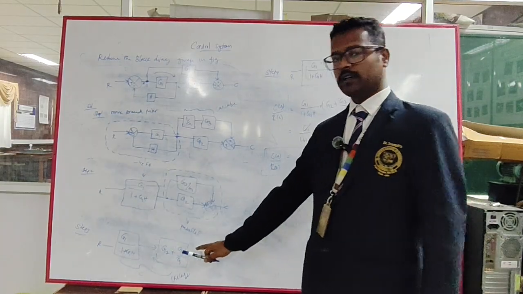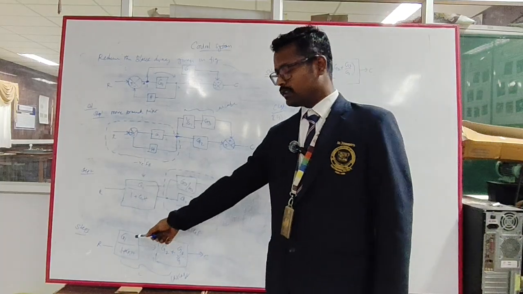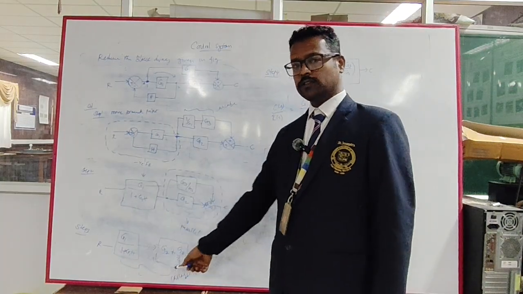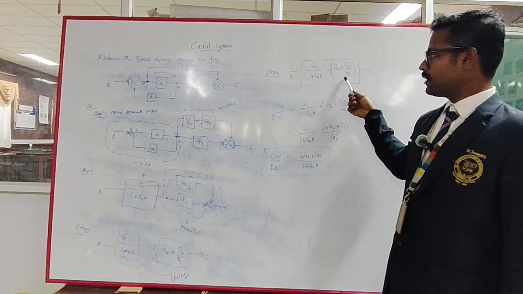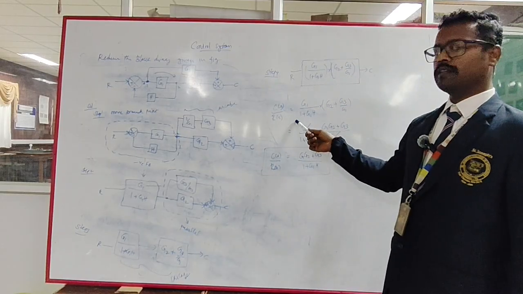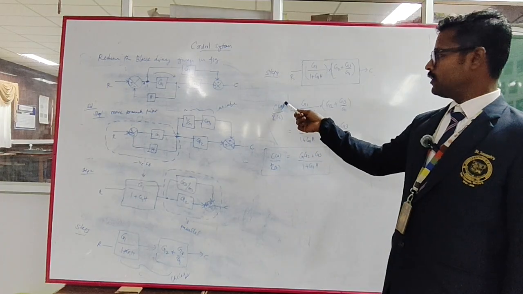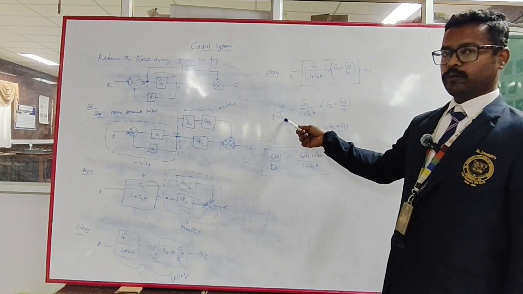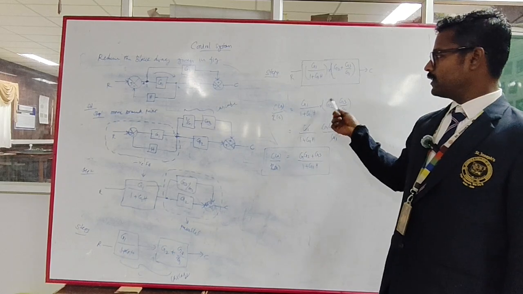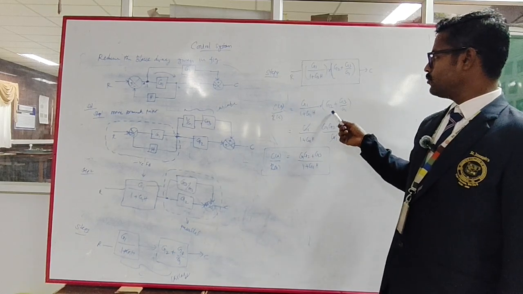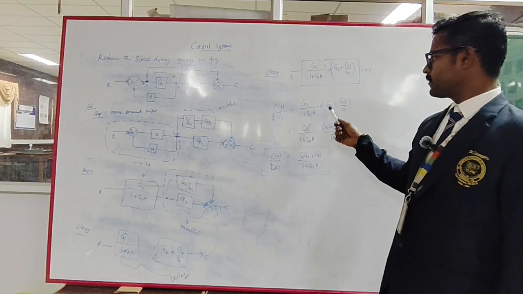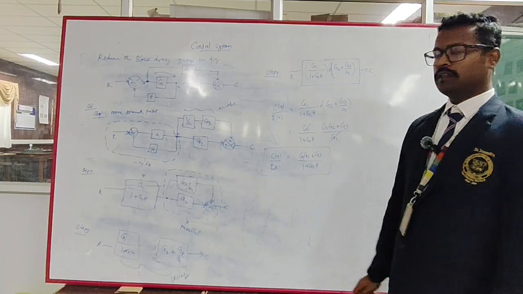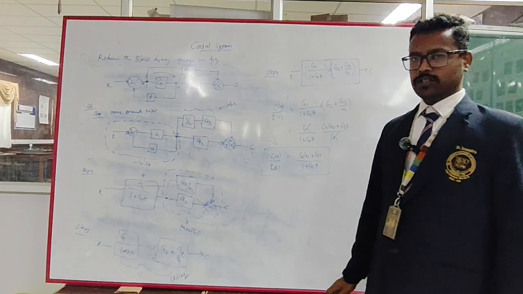Now it will be more or less simplified. The last step is just the two blocks in cascade connection, so we multiply the transfer functions of the two blocks. Again we write the transfer function, C of S, the Laplace of output by the Laplace of input. So G1 over 1 plus G1H, times G2 plus G3 by G1. We simplify this and get the final transfer function.